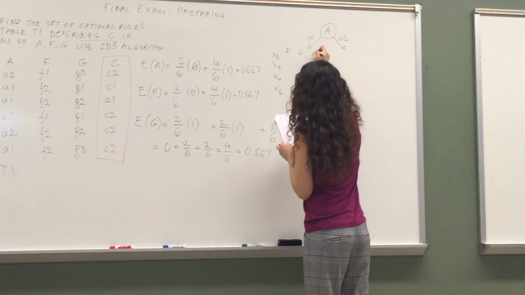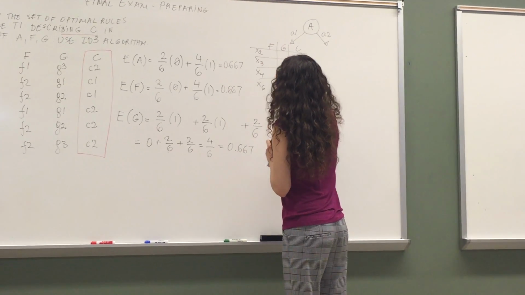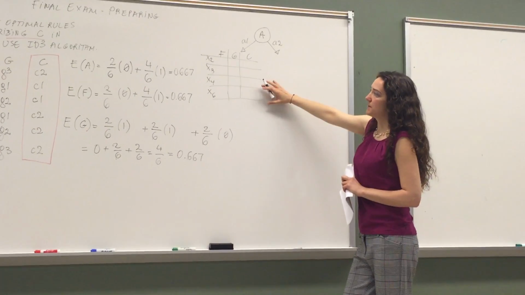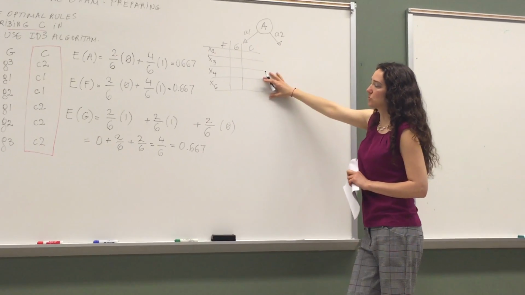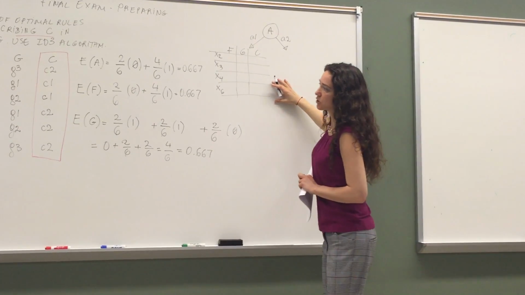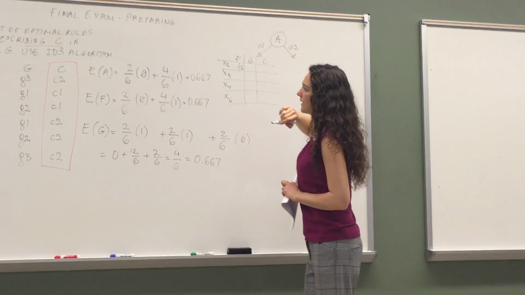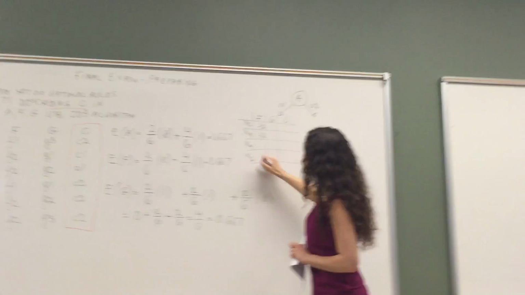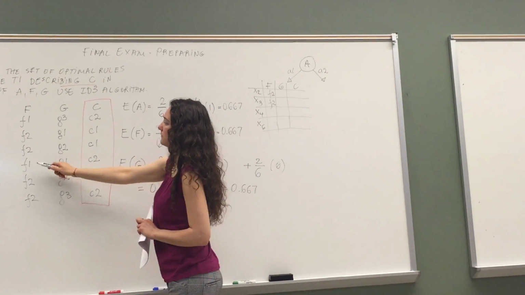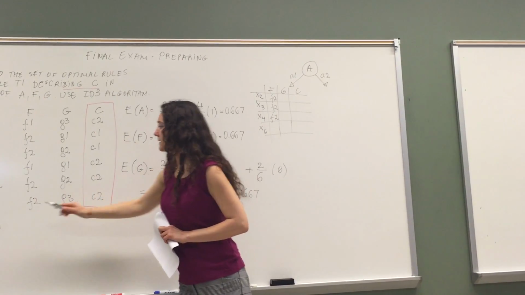A was removed here because we used it to split the tree. So what we have left in this subtree is F, G, and C. We're just going to copy the values for these objects for F, G, and C. So for X2, F is F2. For X3, F is F2. For X4, F is F1. And for X6, F is F2.